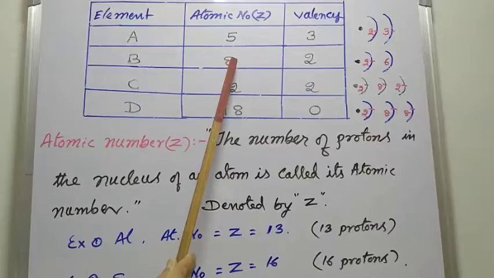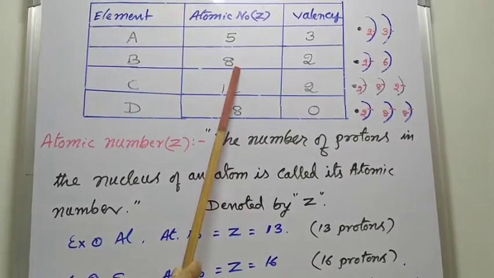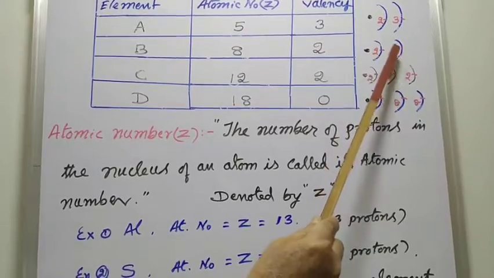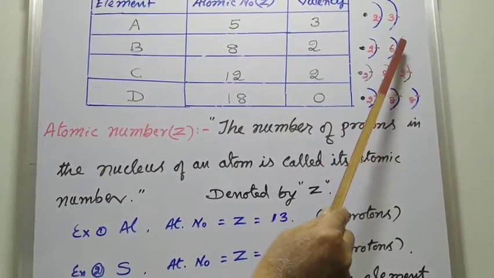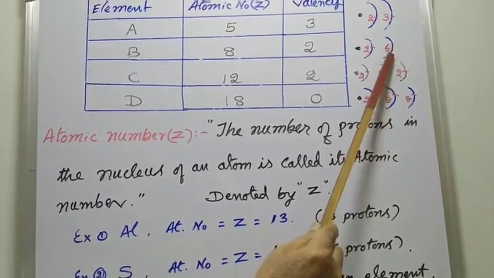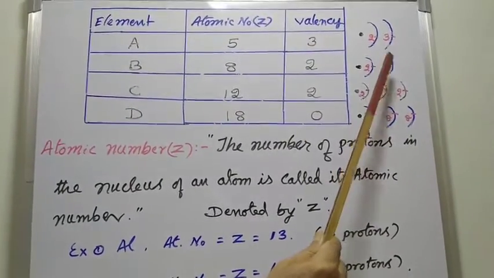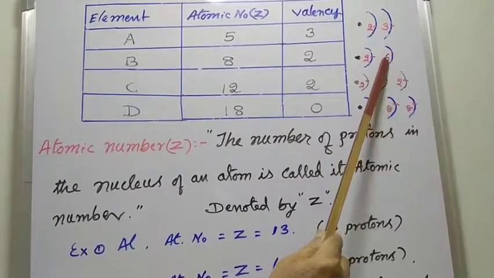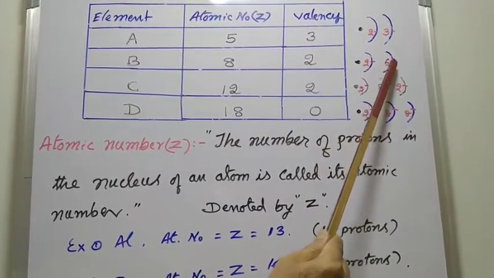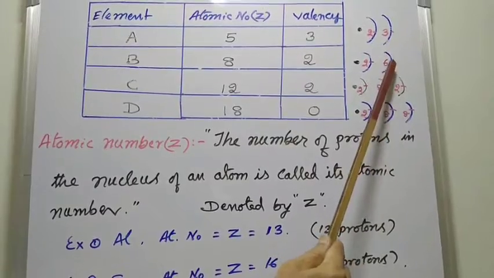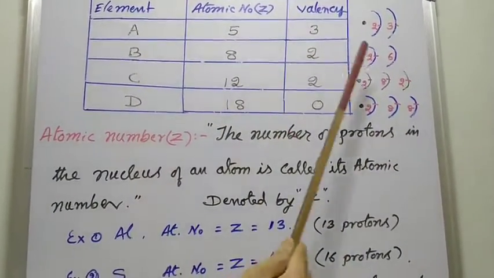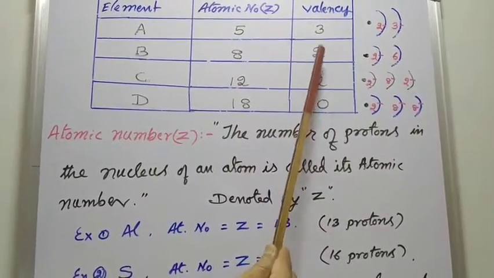Come to this B. B has atomic number 8. How are they distributed? First shell 2, second shell 6. This is the outermost shell. 6 electrons are there, they are called valence electrons. So it requires only 2 electrons to get an octet, so it takes 2 electrons. Therefore, the valency of this element B is 2.